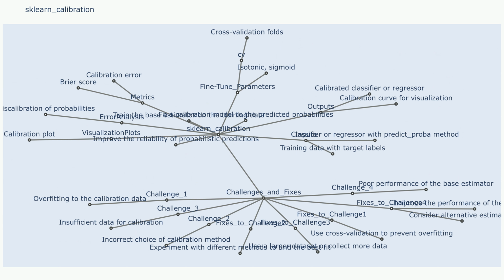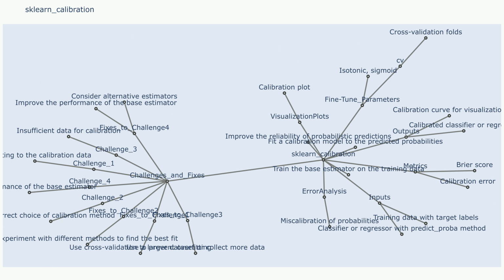Visualization plots. Visualization plot 1. Calibration plots. These plots are essential for visually assessing calibration. They depict the relationship between the predicted probabilities and the observed frequencies of the events. A well-calibrated model would have points close to the diagonal line, indicating that the model's predictions align with the true probabilities.